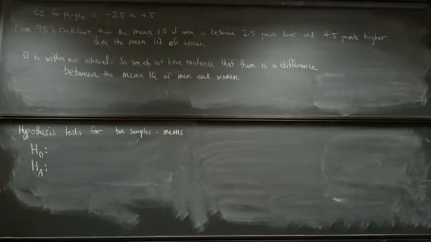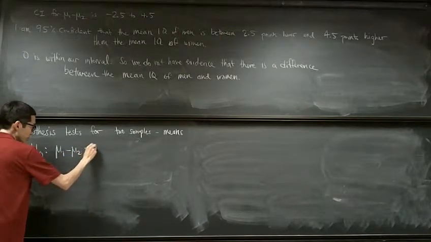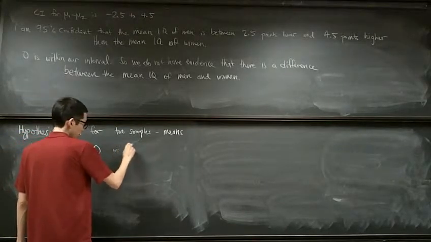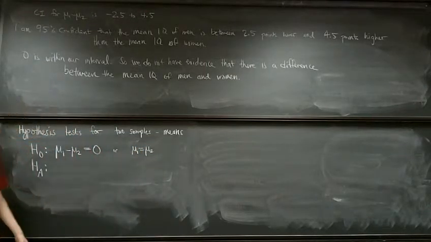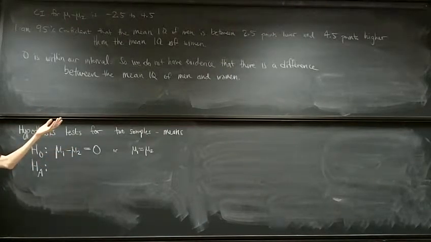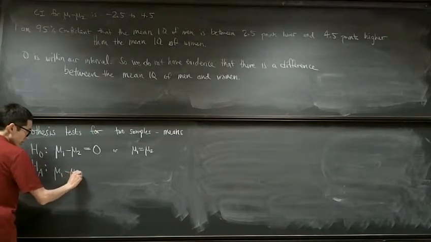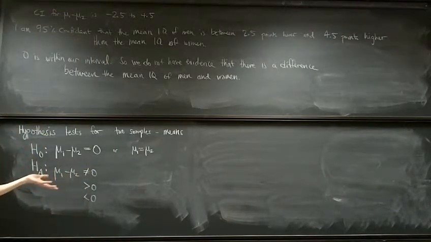All right. Null hypothesis, mu1 minus mu2 equals 0. Or conversely, mu1 equals mu2. Either way is fine. Just like when we did hypothesis tests for two sample proportions, it was p1 minus p2 equals 0, or p1 equals p2. And then the alternative is going to be mu1 minus mu2 doesn't equal 0, or greater than 0, or less than 0, depending on how the question is written.